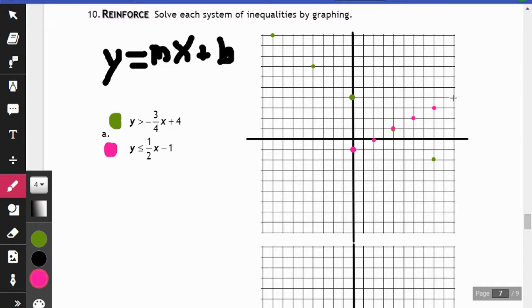The idea. All right. So now what do I do? Well, now I have to connect the dots, but I have to also look at these things. Notice the green one has no equals sign. That means it's not allowed to be on this line, only above or below it. It's not allowed to be on the line. So what that means is I have to make this line be dashed, dotted, like so.